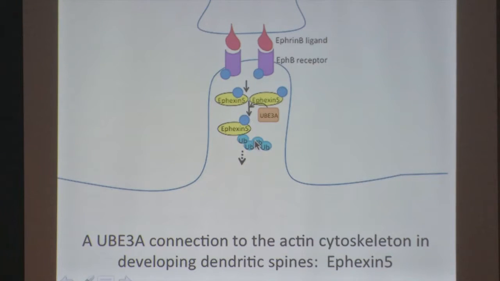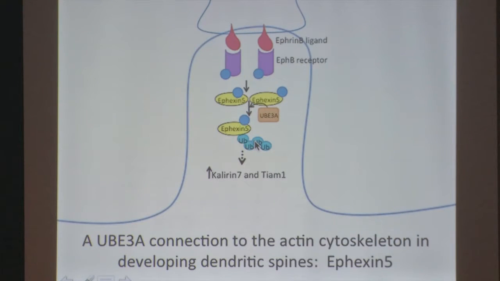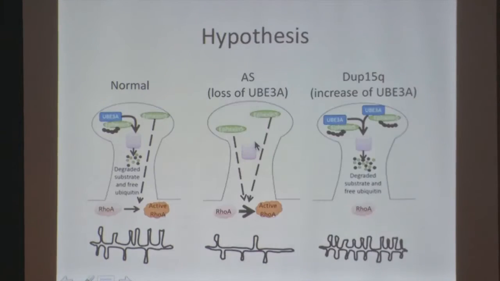So if affexin 5 is no longer there, and I'm sure many of you know about this, then the Rho-A pathway is downregulated, and the RAC1 pathway, which upregulates actin dynamics and actin polymerization, is turned on, and the spine can enlarge. Okay, so that's the basic hypothesis, and so that's sort of where UBE3A might come in: dendritic morphogenesis and spine morphogenesis.